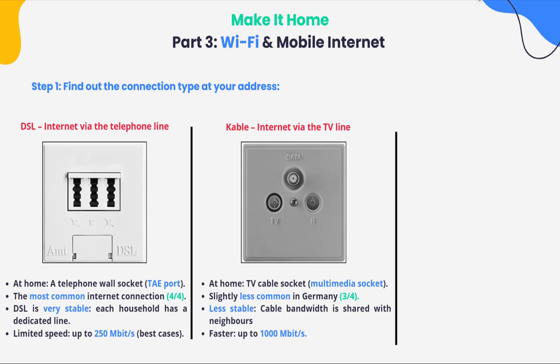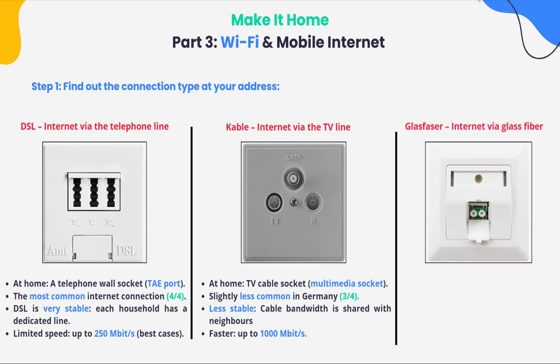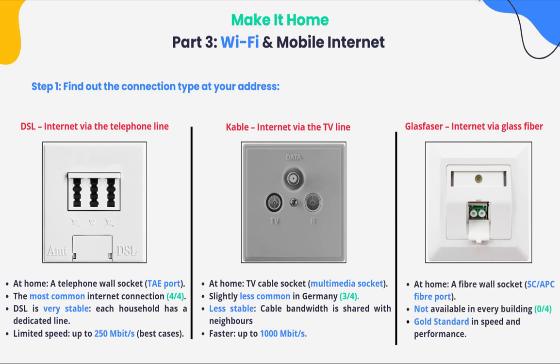The last type is fiber optics, or Glasfaser, which delivers internet through glass fiber cables. If it's available in your apartment, the wall port will look like the one on the screen, a fiber wall socket, often referred to as an SC or APC fiber port. Unfortunately, fiber isn't available in every building in Germany yet. In the 4 apartments we have lived in, we didn't have fiber in any of them. That said, fiber optic internet is the gold standard when it comes to speed and performance. You will easily find plans offering 1000 megabits per second along with extremely stable connections and very low latency.